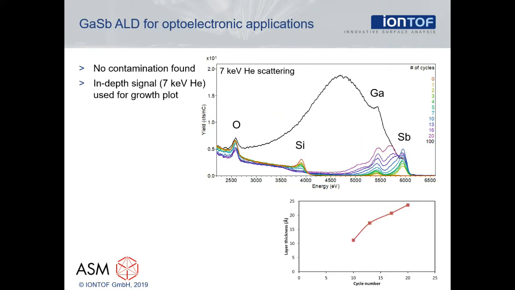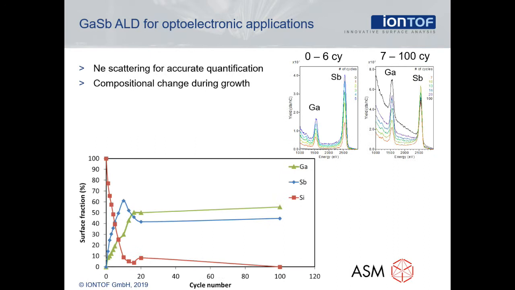Using 7 kV helium scattering, the surface peaks are more spaced, allowing for the in-depth signal to be separated, at least for gallium, and for part of the antimony peaks. Also, the peaks are less intense. In this way, a growth curve in angstroms per cycle can be determined. By switching to 5 kV neon scattering, the peaks of gallium and antimony become nicely separated and easy to evaluate.